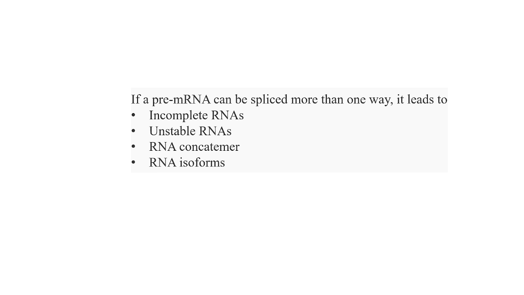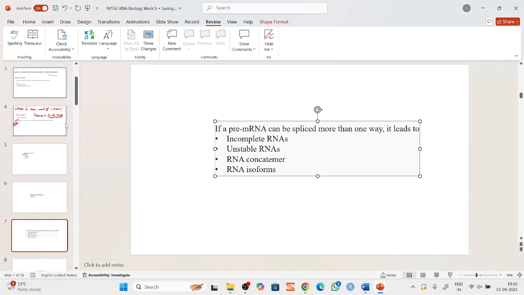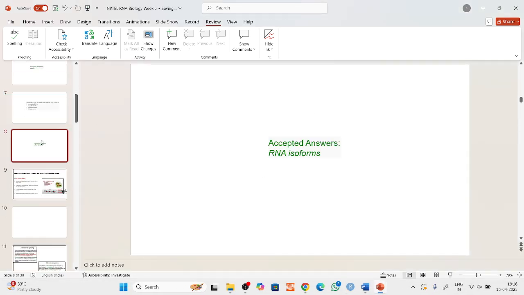Okay, now I am switching the screen. So the question is: if pre-mRNA can be spliced more than one way, it leads to A. incomplete RNA, B. unstable RNA, C. RNA concatemer, and D. RNA isoforms. The correct answer is RNA isoforms.